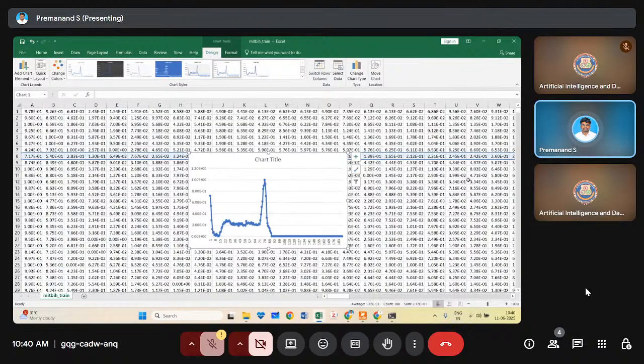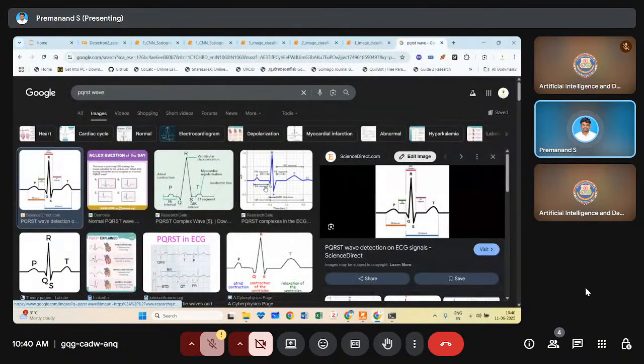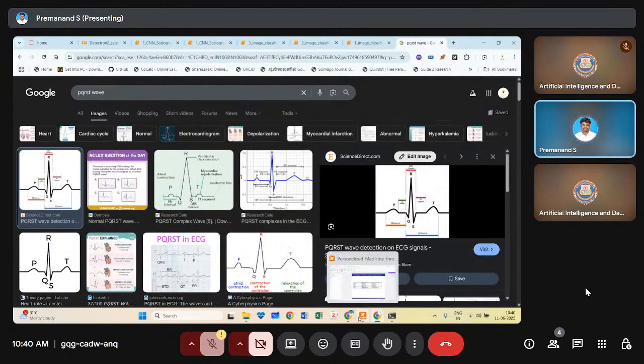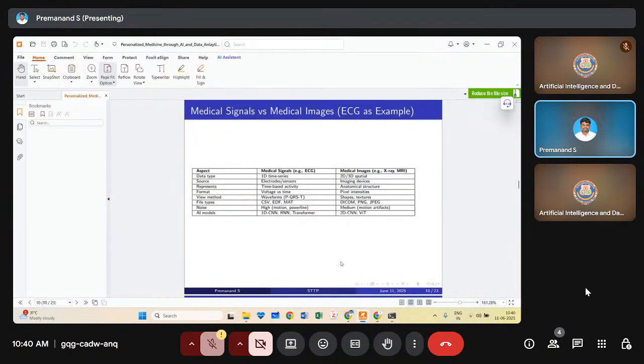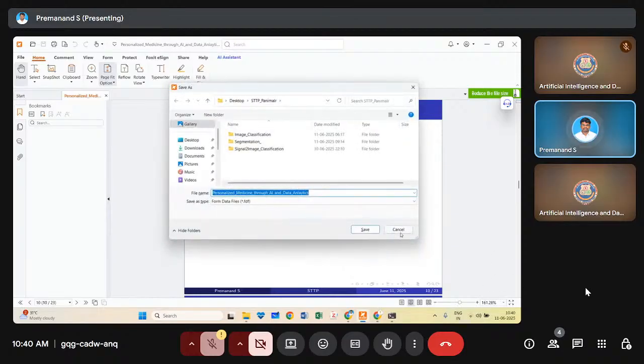So this is how the signal looks, and as I said, it shows the waveform. It's not about the anatomical structure or texture. It shows how our heart functions, whether it's a normal or abnormal condition. So this is the difference between 1D signals and 2D images.